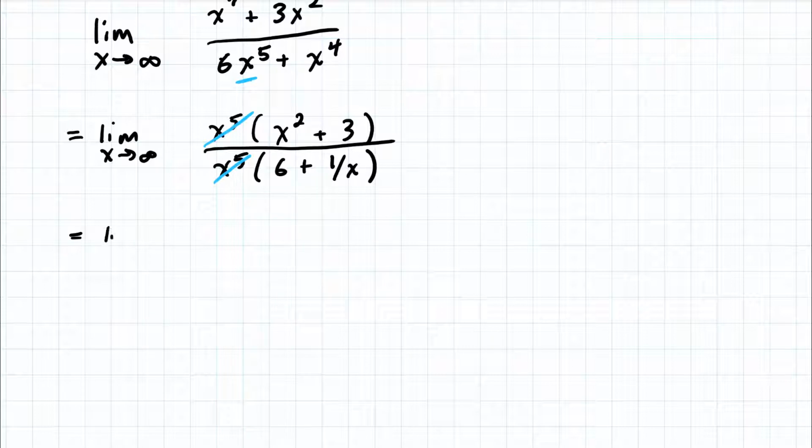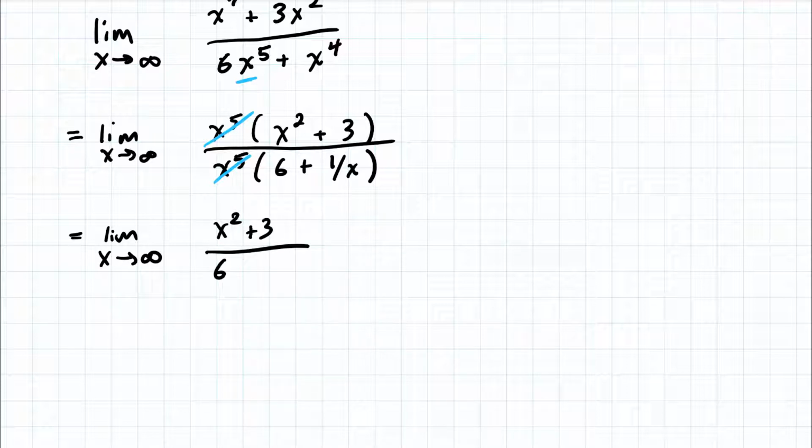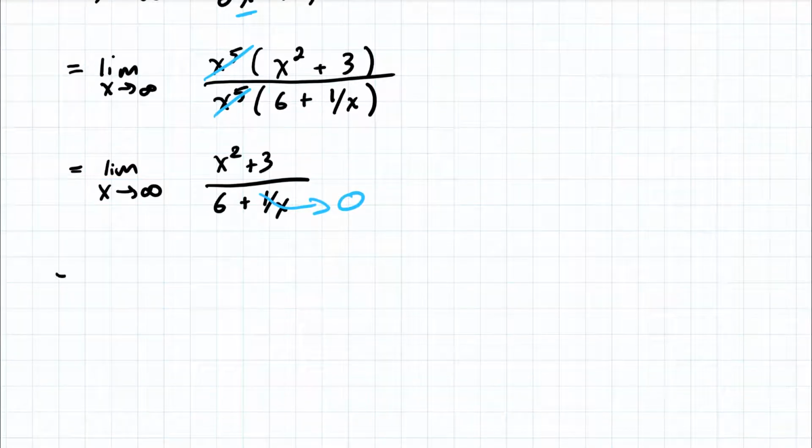So let's write it down. It's the limit as x goes to infinity of x squared plus 3 all over 6 plus 1 over x. And this 1 over x term is going to 0. So that lets us evaluate this limit because the top here is, well, in particular, this term is going to infinity, so as x goes to infinity. So if you add 3 to it, it's still going to infinity.